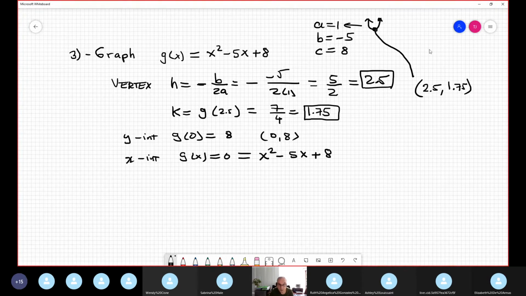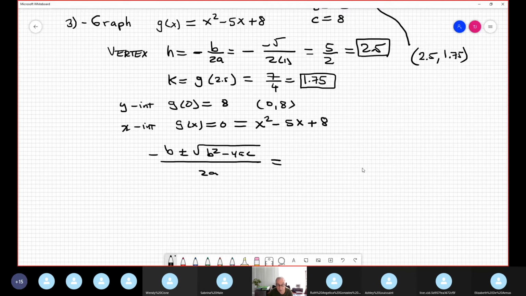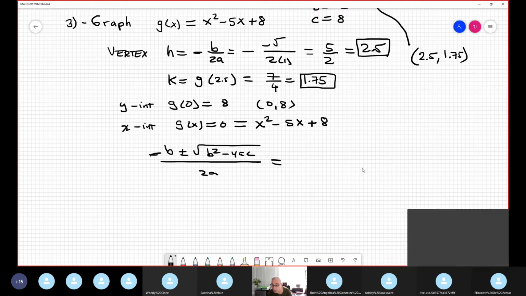Using the quadratic formula, maybe, no? The quadratic formula is minus b plus or minus square root of b squared minus 4ac, divided by 2a. B is -5, double minus of the formula.